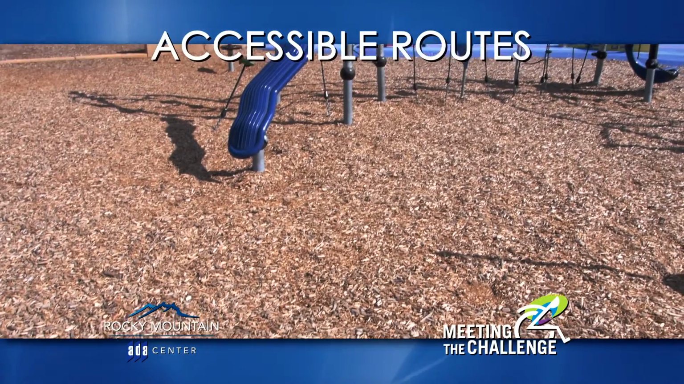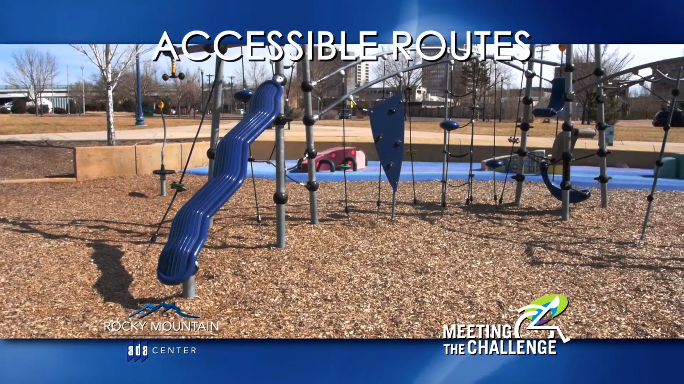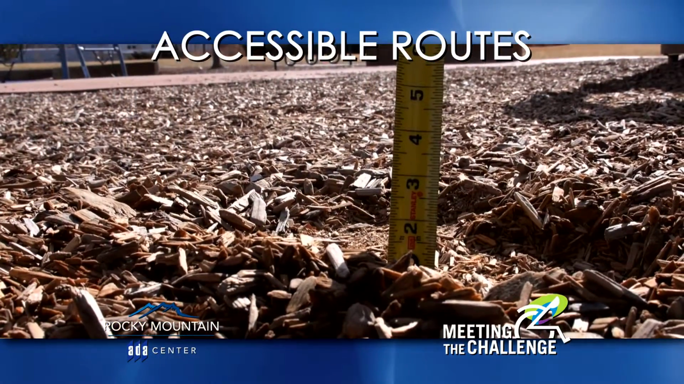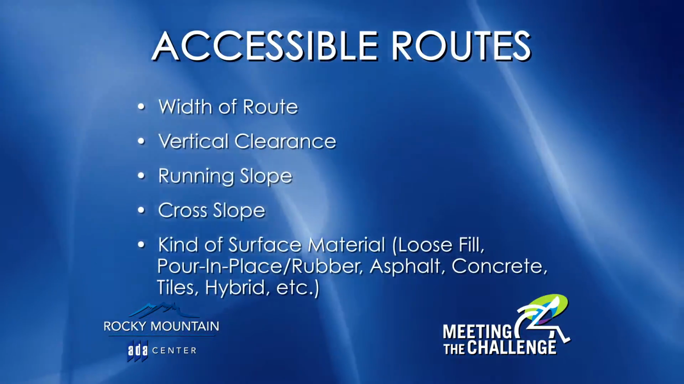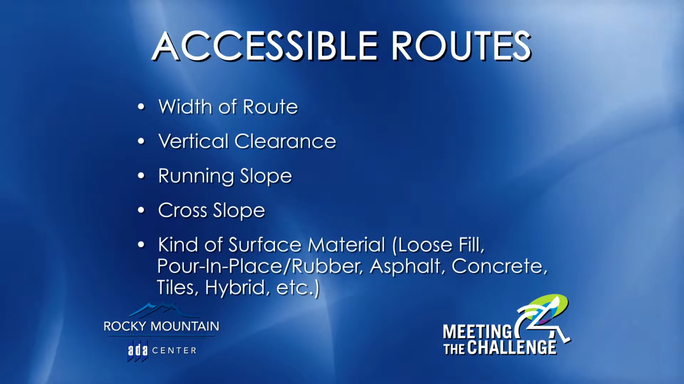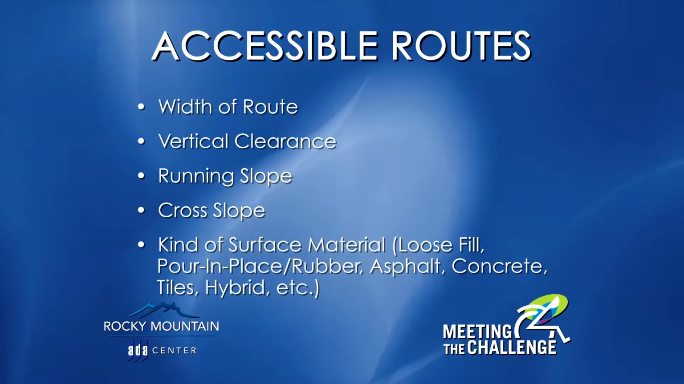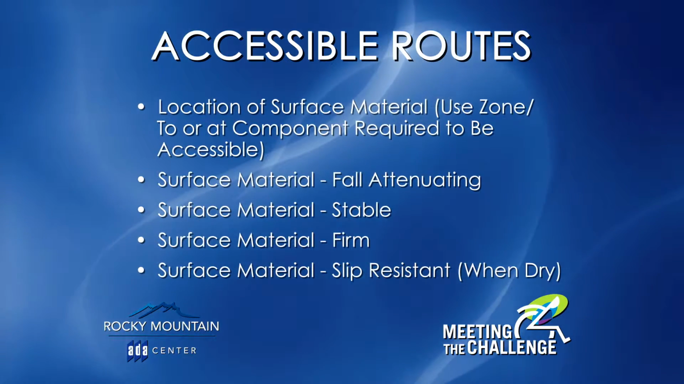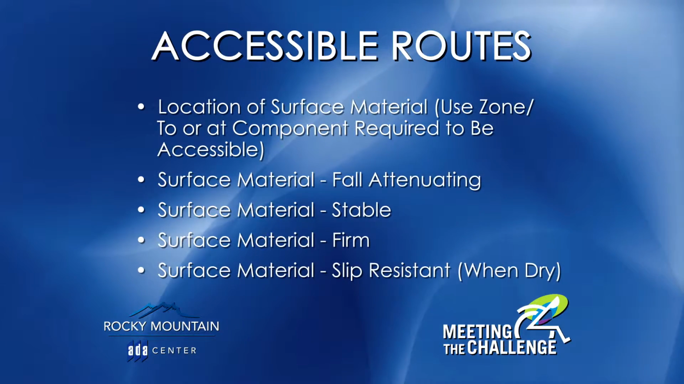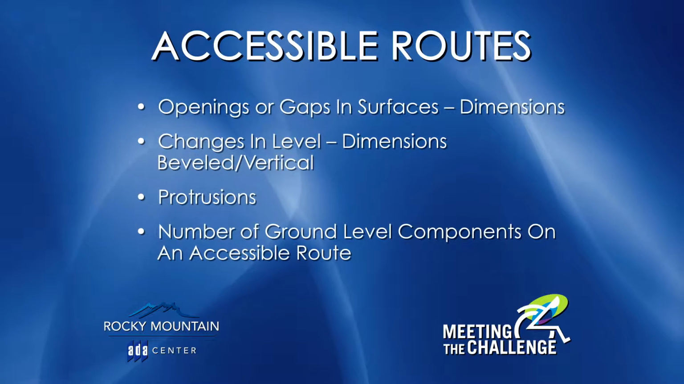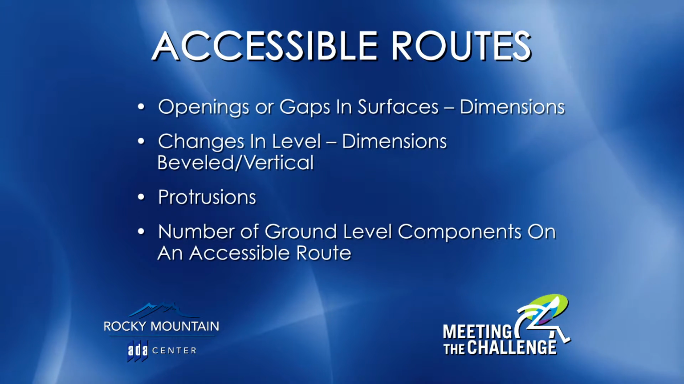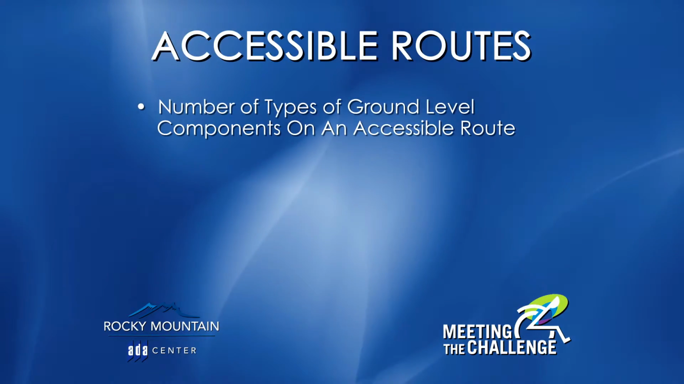Accessible routes. Beneath a play structure, wood chips. Each ground-level play component required to be accessible, and each elevated play structure must have an accessible route that connects it to the play area perimeter. Attributes that must be observed or measured to determine whether required accessible routes are present include width of route, vertical clearance, running slope, cross slope, kind of surface material, location of surface material, fall attenuating surface material, stable surface material, firm surface material, slip resistant surface material, openings or gaps in surfaces, changes in level, protrusions, number of ground-level components on an accessible route, number of types of ground-level components on an accessible route.